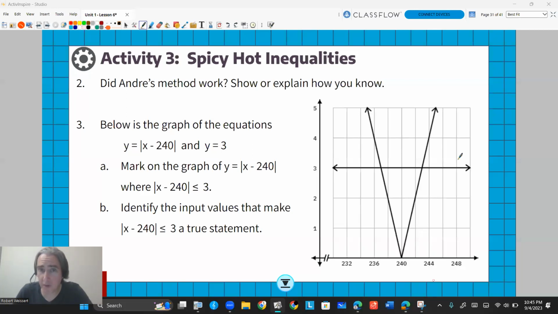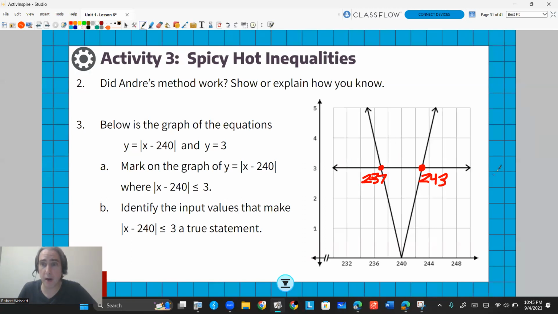Now, look at it from a graphing point of view. When I throw in that inequality, the absolute value equation, y equals the absolute value of x minus 240, and y equals 3, and I find points of intersection, I'm going to get 237, right here where they cross, and I'm going to get 243. And it says mark on the graph where the absolute value is less than or equal to 3.